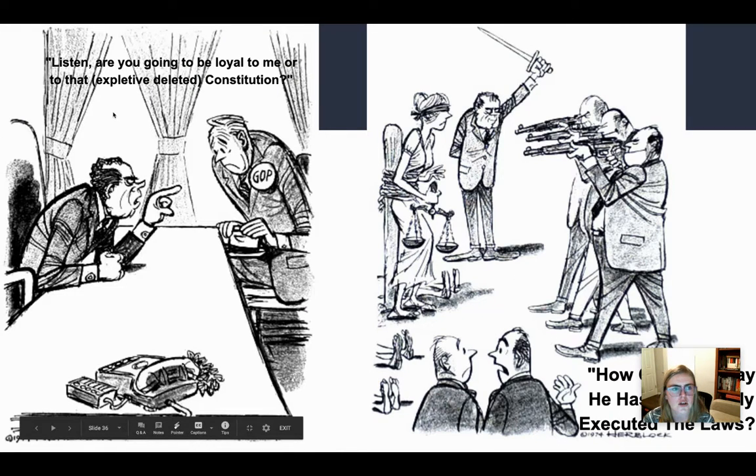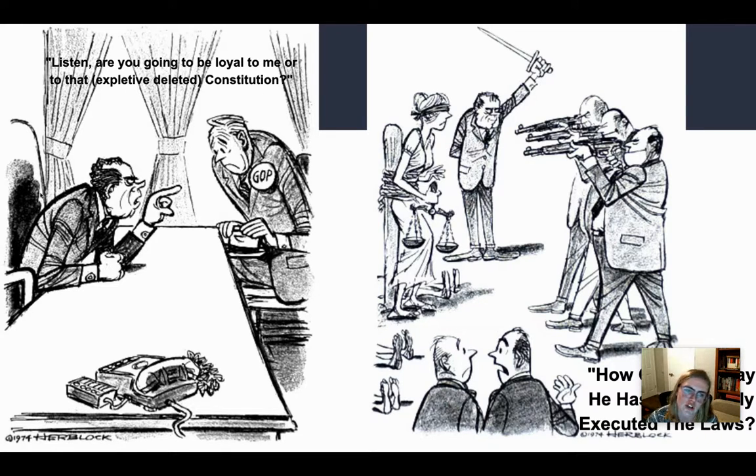All right. Listen, are you going to be loyal to me or that expletive deleted Constitution? So here you have the President of the United States talking to the Republican Party or the GOP. And are you going to be loyal to me, the President of the United States, or the Constitution? Hopefully by now we know it is their job to be loyal to the Constitution and us, not to a single figure, since we don't live in a monarchy or tyranny. Okay?